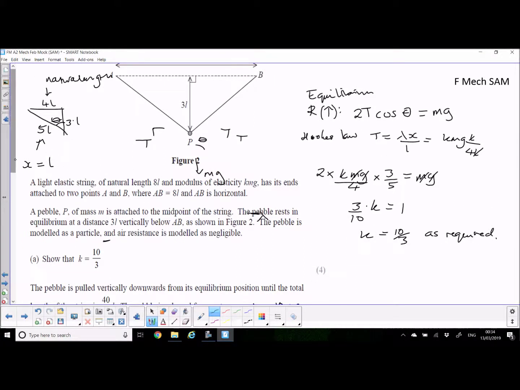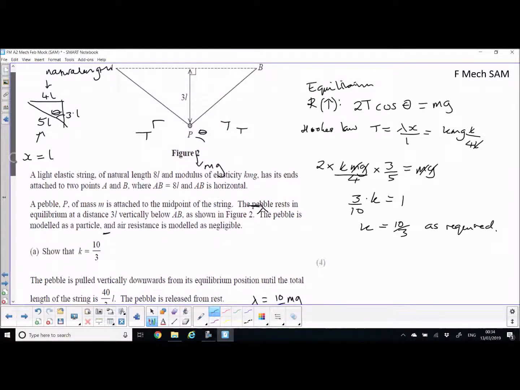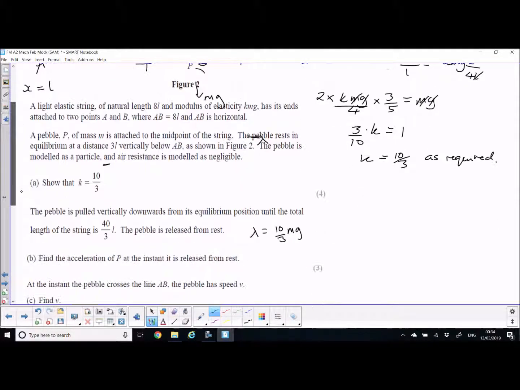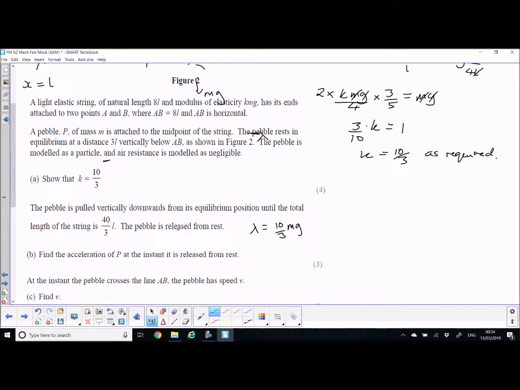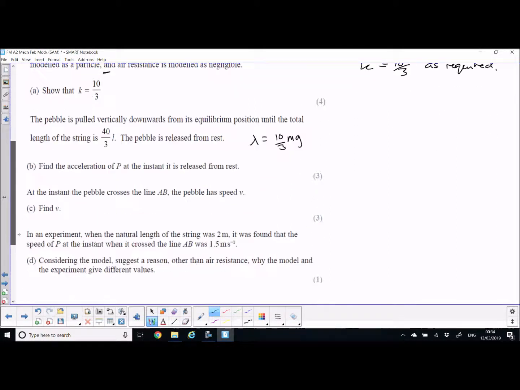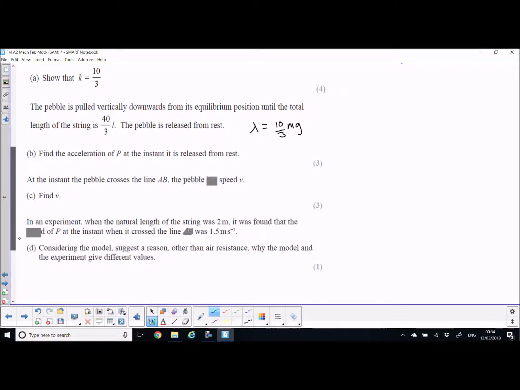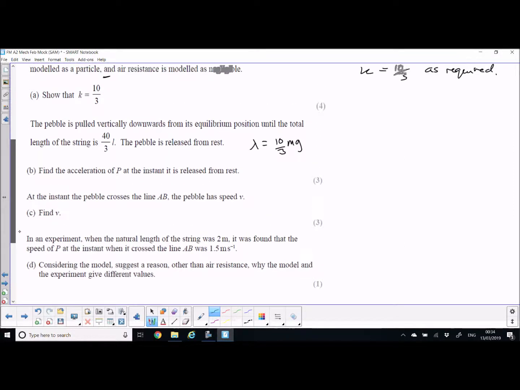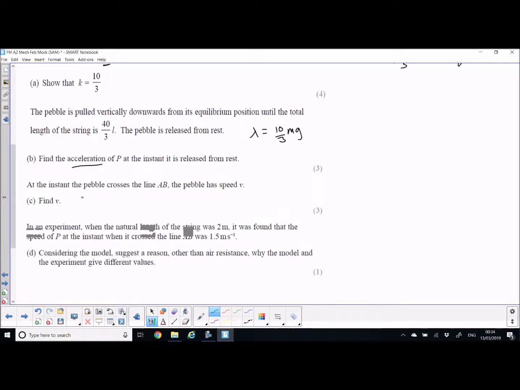Okay, so we found k, so now we know our modulus of elasticity. And the pebble is going to be pulled downwards from equilibrium until the total length of the string is now 40 over 3L, and they're going to release the pebble. And we want to find its acceleration the instant it is released. And we might need a new diagram to think about what's happened now.